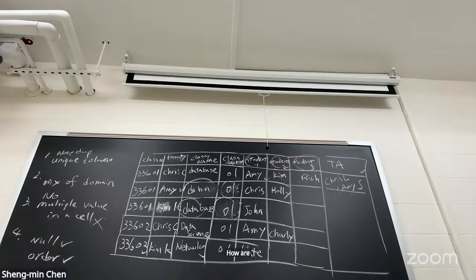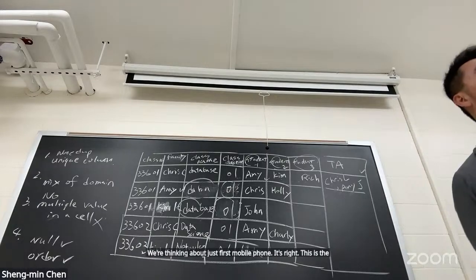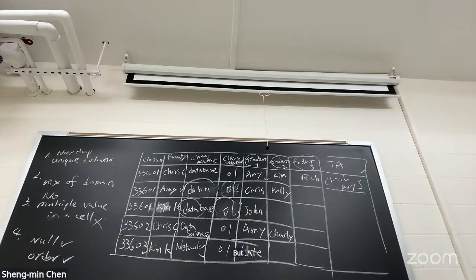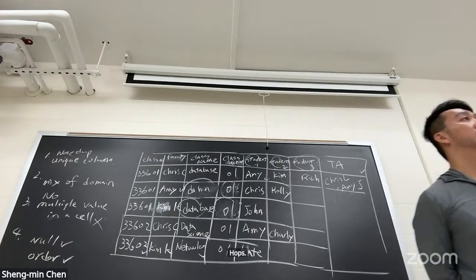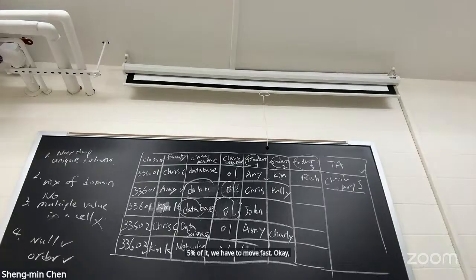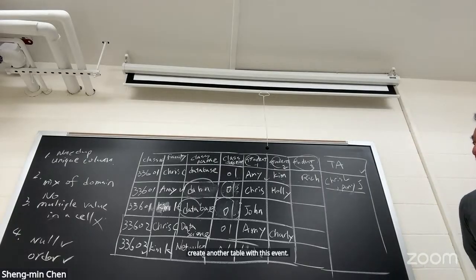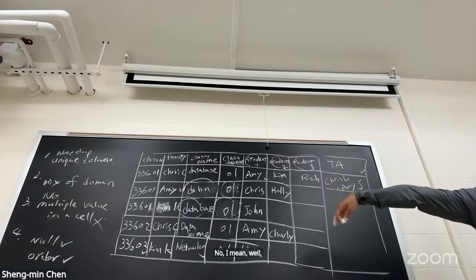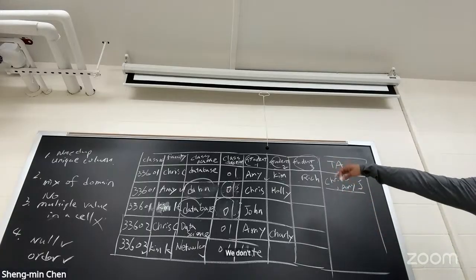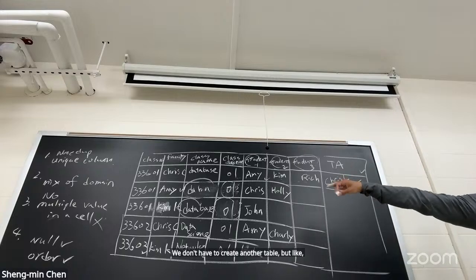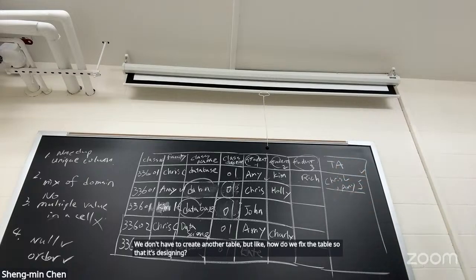How about you? We're thinking about just first normal form. It's right, this is the right way to do it. But exactly how do we make that happen? What time is it, by the way? Five minutes. Okay, we have to move fast. So how do we do it? Bring another table? No, I mean, how do we fix the table? We don't have to create another table, but how do we fix the table so that it's designed to be first normal form?